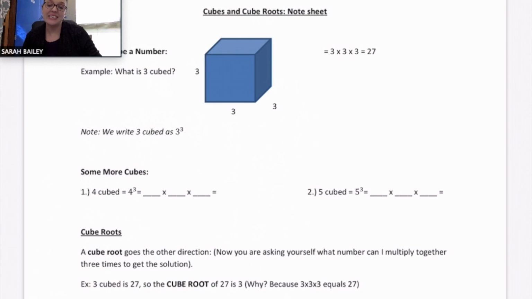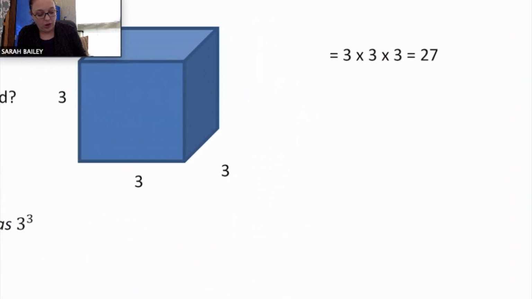Hey guys, in today's lesson we're going to talk about cubes, cube roots, and perfect cubes. So the first thing we're going to look at on this sheet, you can see we have an example of a cube. It says, what is 3 cubed? Well, remember that 3 cubed means 3 times 3 times 3. So 3 cubed would be 27.